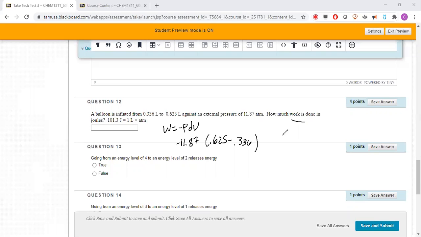But I am asking for work. So work is a unit of energy. So we're not done here. And I was actually really nice in that I gave you the conversion right there. This is in atmospheres. This is in liters. So once you get this work number, you need to convert from liter atmospheres to joules. So you just take this answer and multiply it by 101.3 joules.